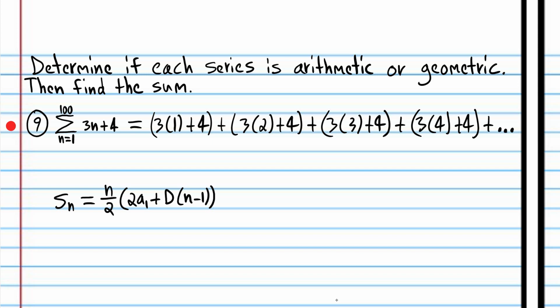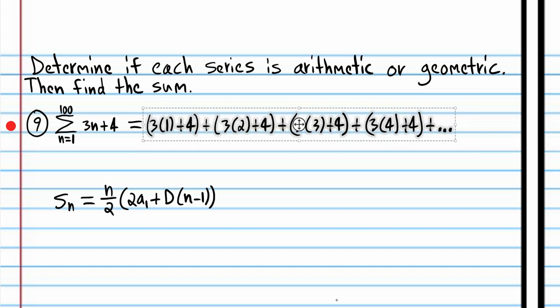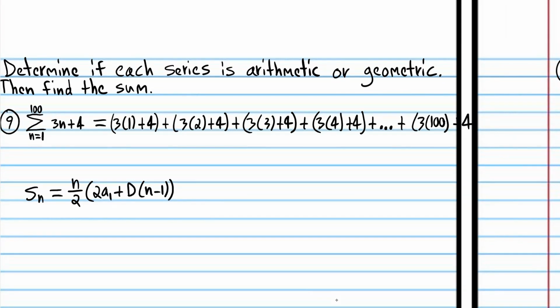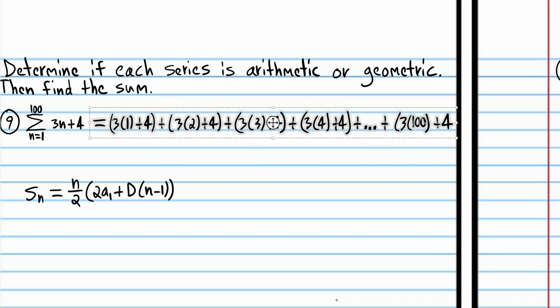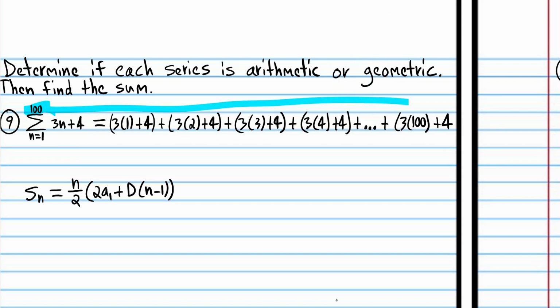we're going to keep going because the sequence doesn't end there. If I put an ellipsis, that means that it continues indefinitely, but it doesn't really continue indefinitely. It continues all the way up to 3 times 100 plus 4. And how do I know that? Well, again, the upper bound on the sigma notation is 100. So that's the last term in the sum.